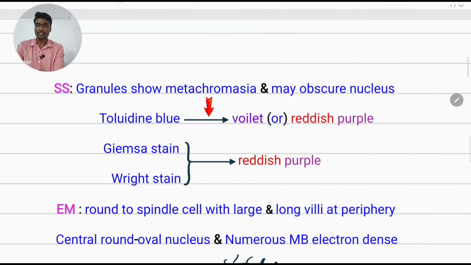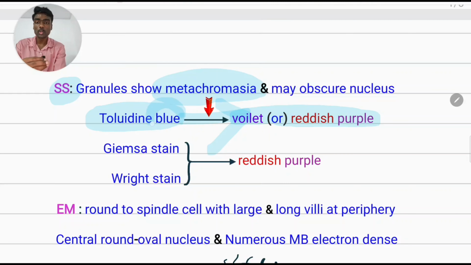Coming to special stains. As we have already seen, a routine stain can't stain granules. Only a special stain can stain, that too metachromatically. What is meant by metachromasia? We will use one color stain and the resultant stain will be of a different color. As we can see here, we are using toluidine blue, but it will stain granules violet or reddish purple. Actually, it has to stain blue only, but it is staining into violet or reddish purple color, some other color. That is called metachromasia. If it is staining the same color as the original stain, it is called orthochromasia.